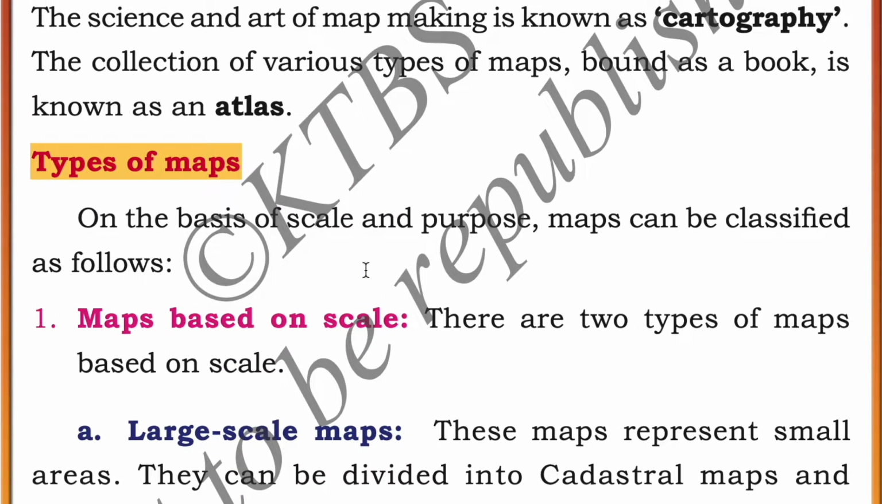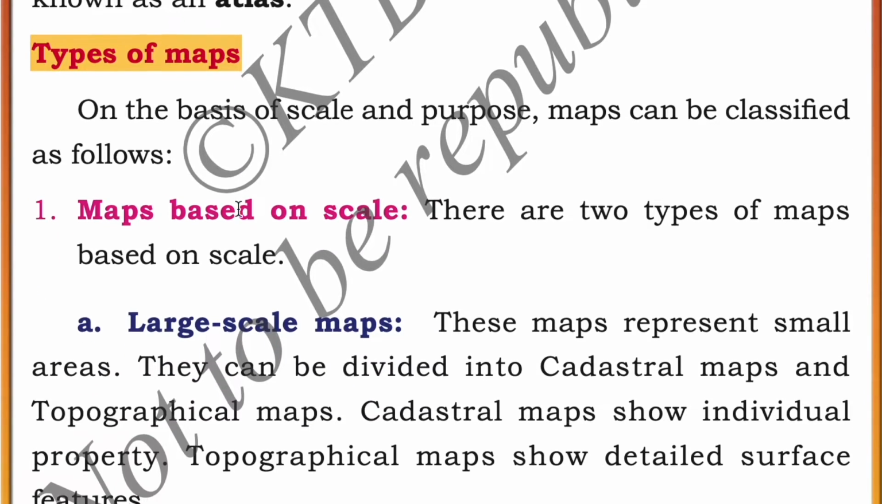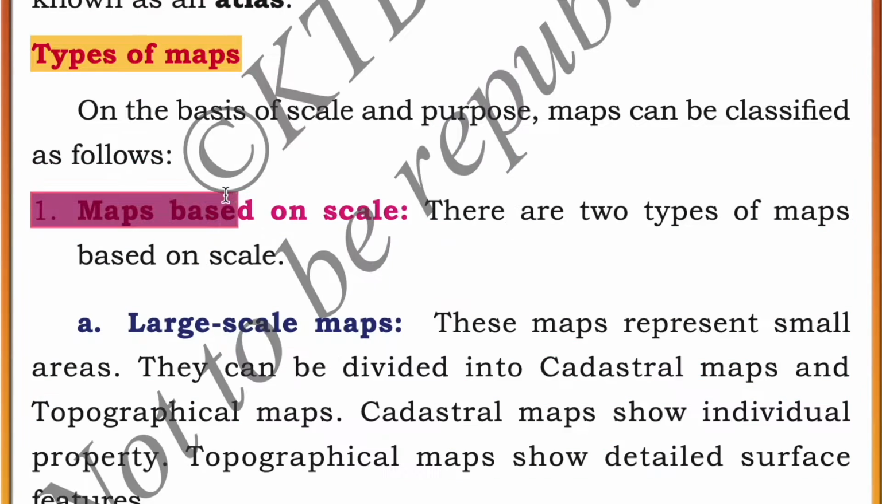We learned in our previous lesson why maps are so useful and about the different terminologies associated with maps, that is, cartography and atlases. Now, let us understand the different types of maps. On the basis of scale and purpose, maps can be classified as follows. So, the first classification that we have are maps that are based on scale. There are two types of maps that are based on scale.